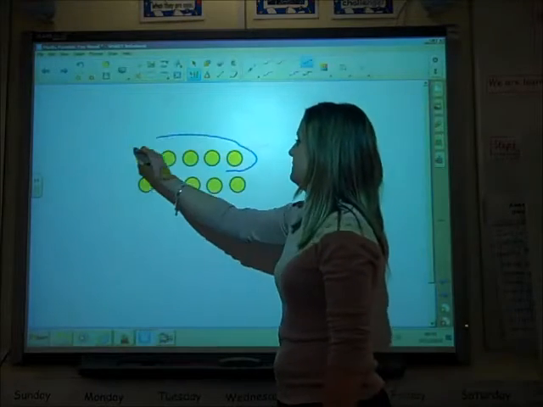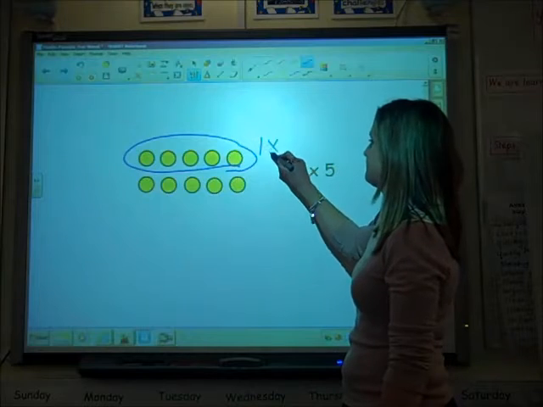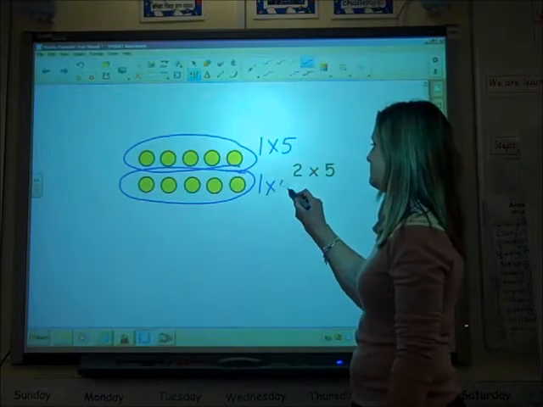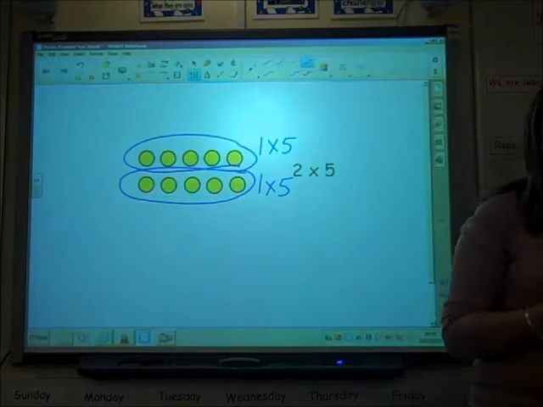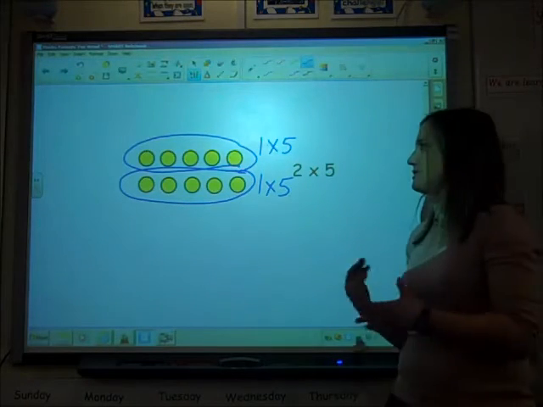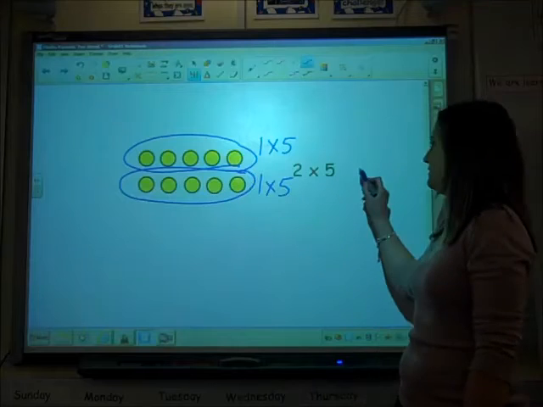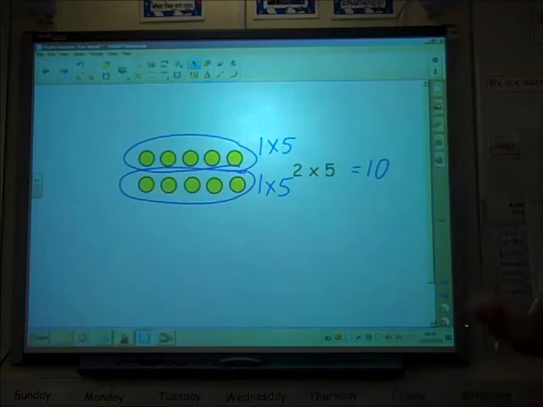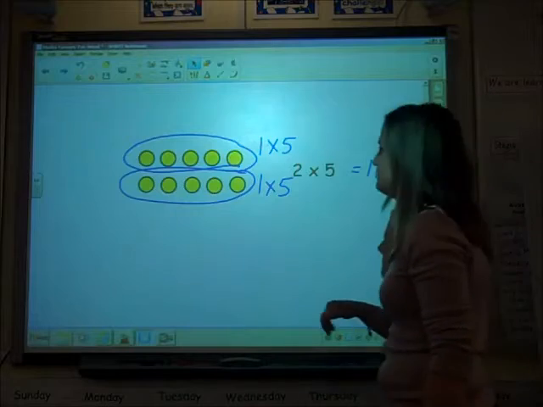Here there's one group of 5. And here is another group of 5. I've got 2 lots of 5. And because we do loads and loads of counting, 5, 10, they know the answer is 10 because we've done lots and lots of counting in 5s from year 1. So that is how they understand it. They've got a visual image in their head of what multiplication is.